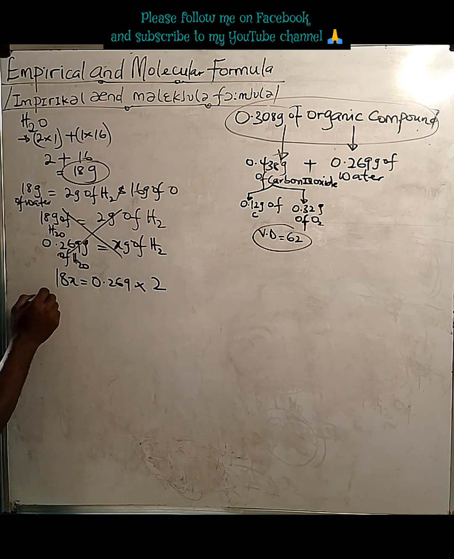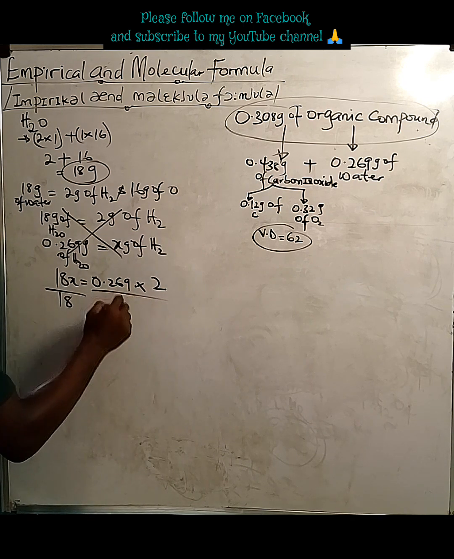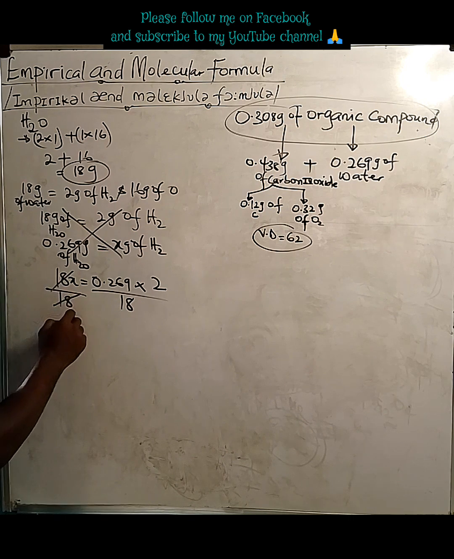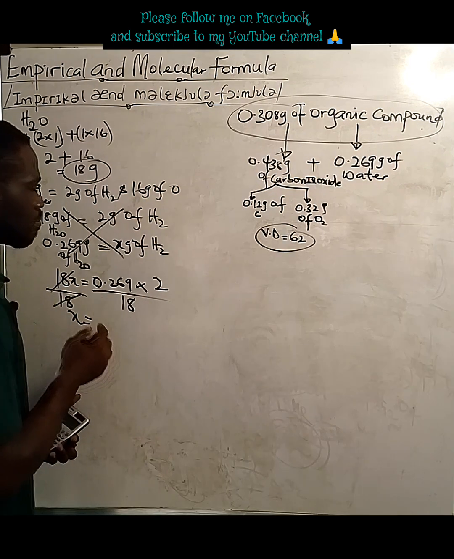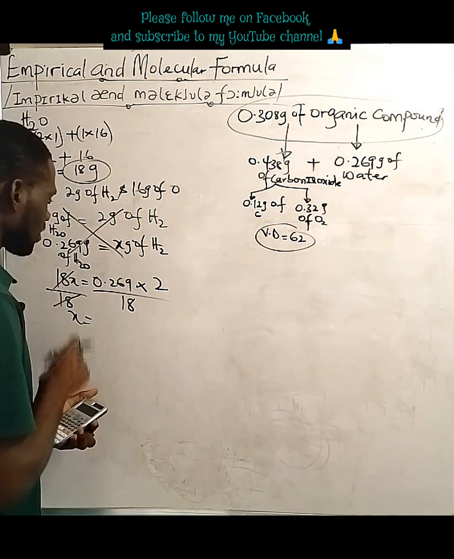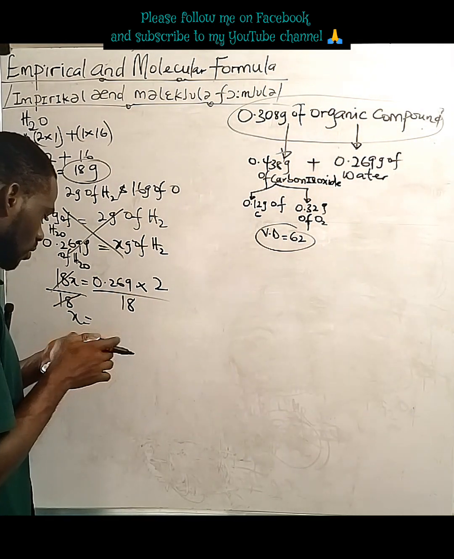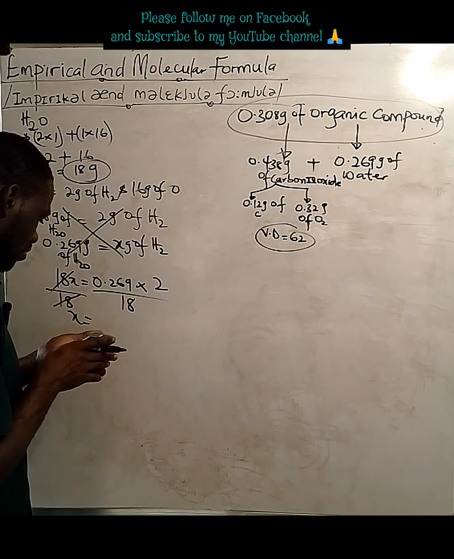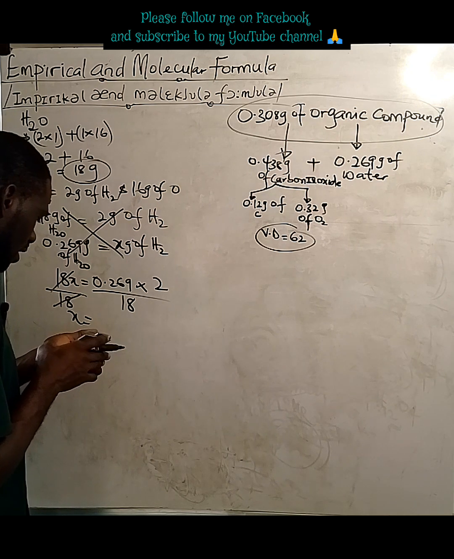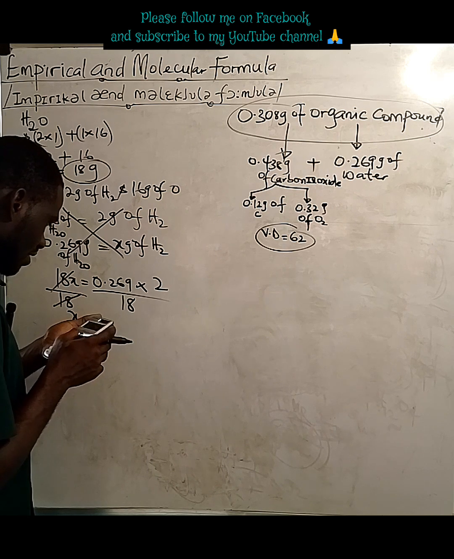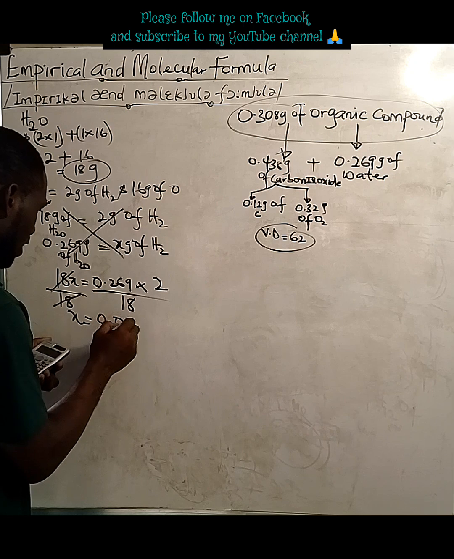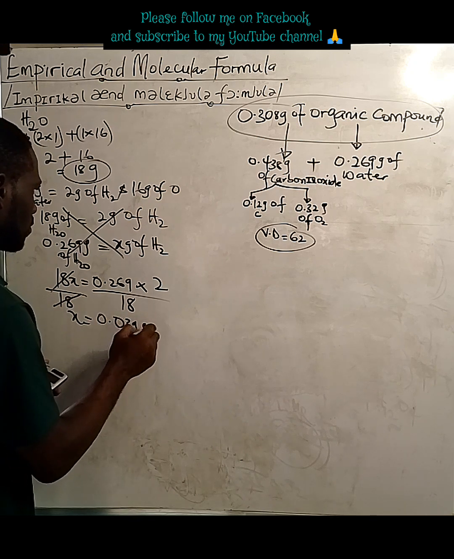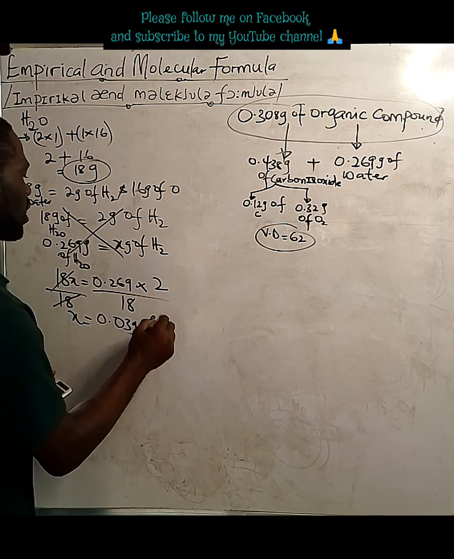So what do we do next? The next thing we do is divide both sides by 18. So x is 0.269 times 2 over 18. So we are going to input our figures into the calculator. 0.269 times 2 divided by 18, what do we have there? 0.02988. So that will give us 0.03 approximately gram of hydrogen gas.